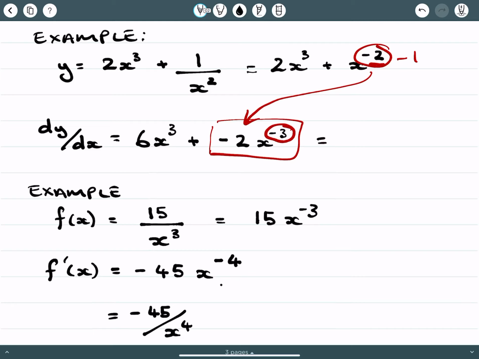It is always good with our expressions to make sure that we use positive powers, and that might mean that we have to represent them in a fractional sense.